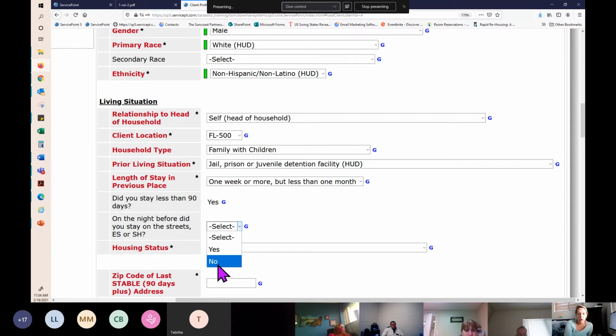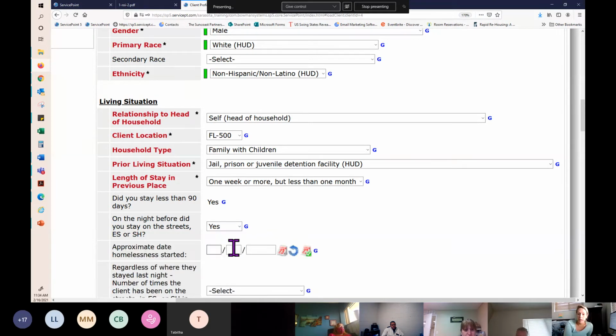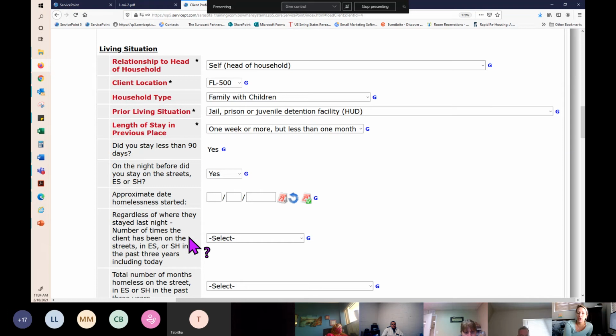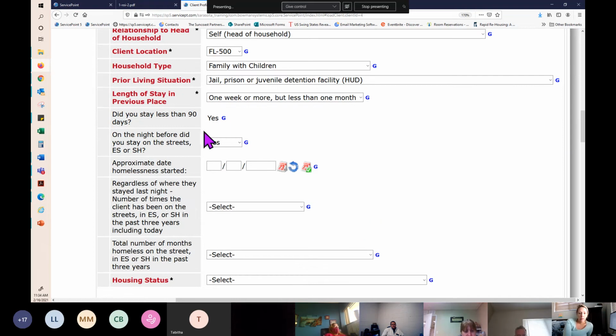And if we say no, there are no more questions that appear. If we say yes, this is where we're going to get our conditional logic, and this is where we're going to ask more questions. Like approximate date homelessness started, where they stayed, regardless of where they stayed last night, the number of times they've been homeless in the last 3 years.